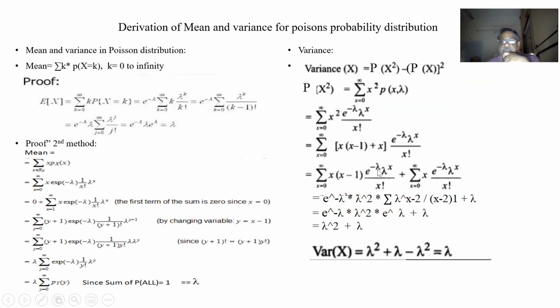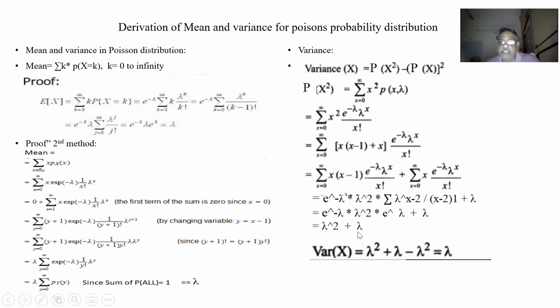Now let us see this one. Here x gets cancelled, so this becomes x minus 2 factorial, with lambda to the power of x minus 2; I have taken lambda square outside. So e to the power of minus lambda also I have taken outside. E to the power of minus lambda into lambda square, sigma lambda to the power of x minus 2 by x minus 2 factorial. So this is multiplied again by e to the power of lambda. When I put x minus 2 as y, this becomes e to the power of lambda. These two get cancelled, so lambda square plus lambda is this term.